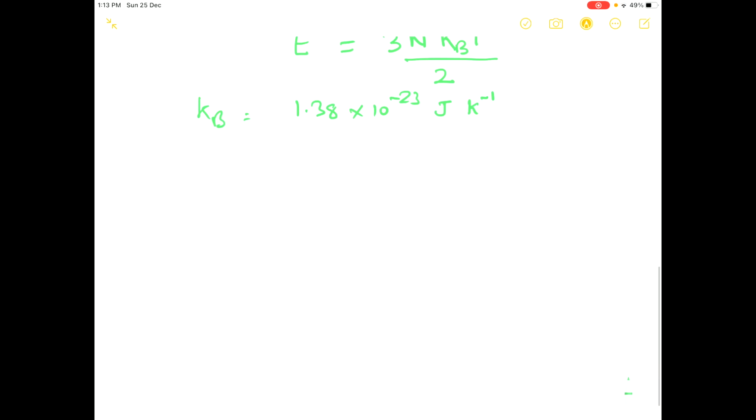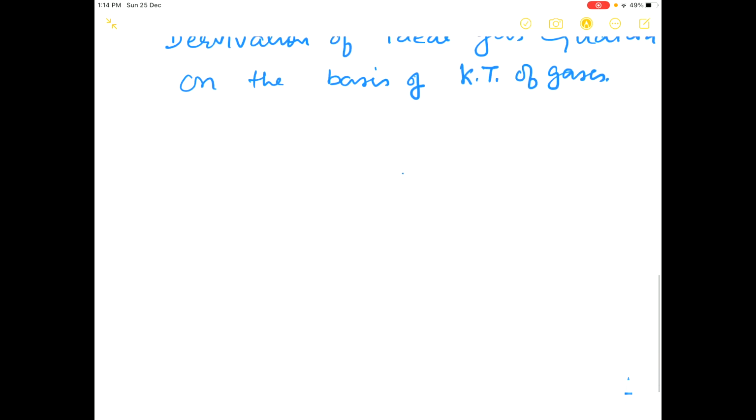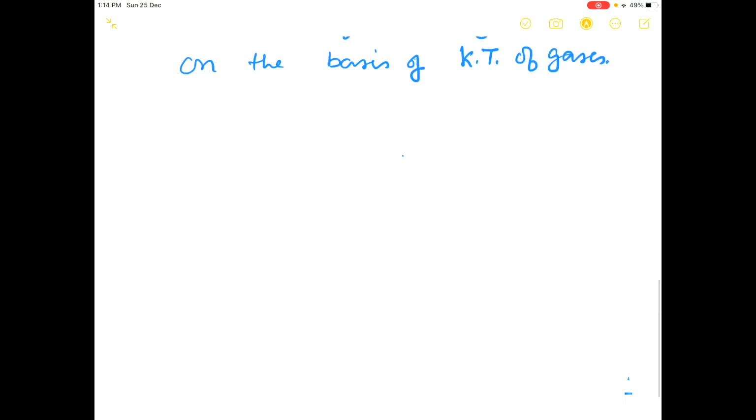Now we shall do one more topic, and that is the derivation of the ideal gas equation on the basis of the kinetic theory of gases. How can we derive it?